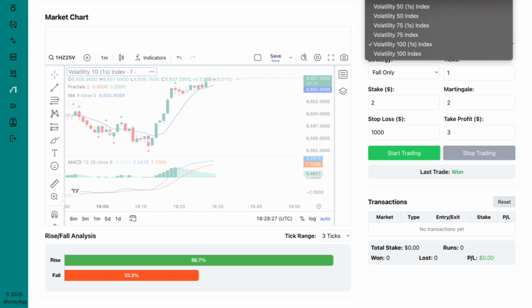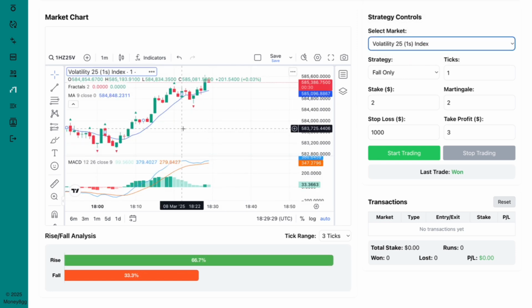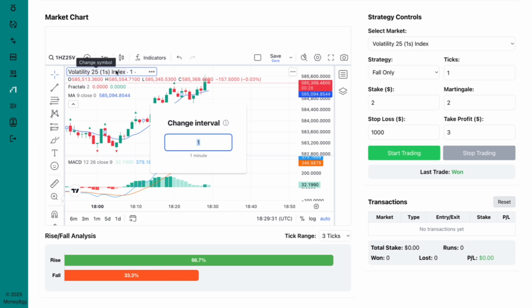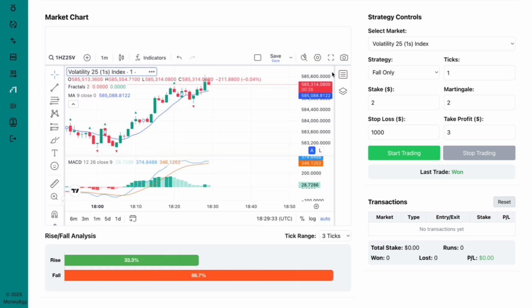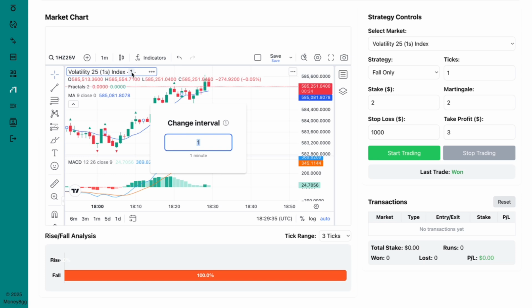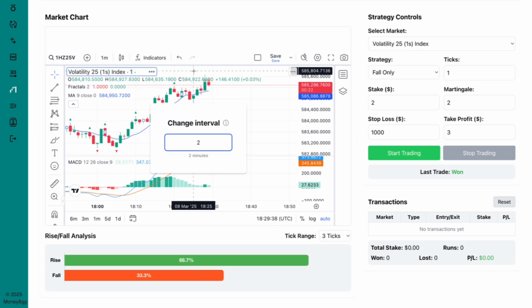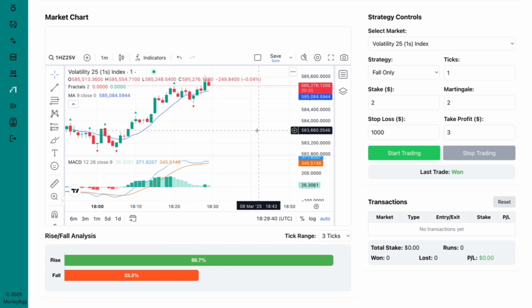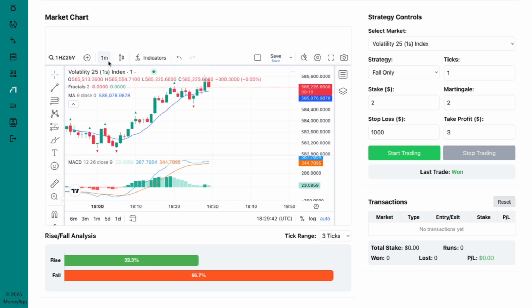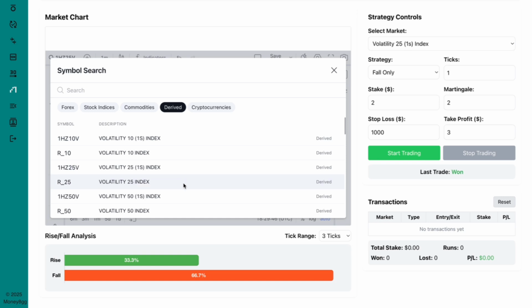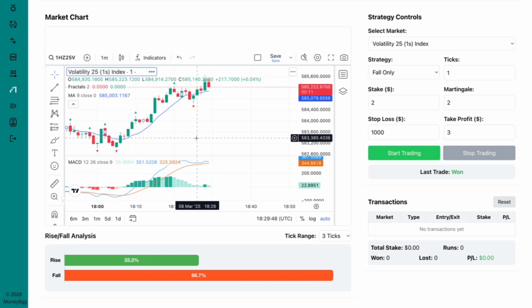25 on S, 25 on S. There's no clear entry. You could actually change here, but I don't want to change. It would be 2 minutes, but I don't want the 2 minutes. I just want it at 1. 25 on S.